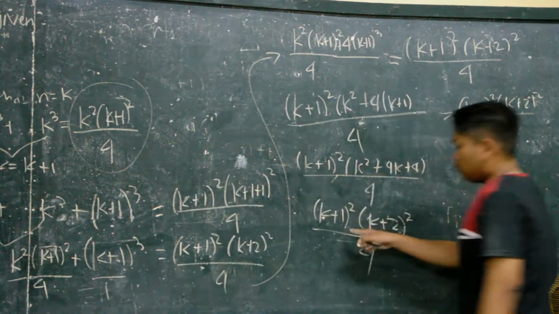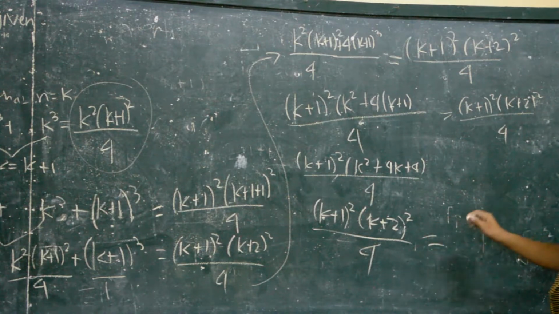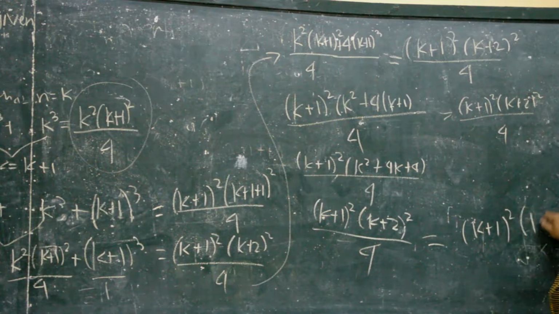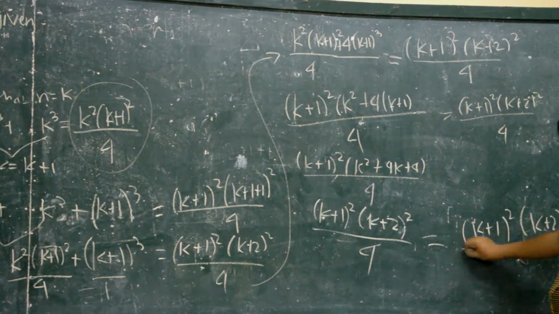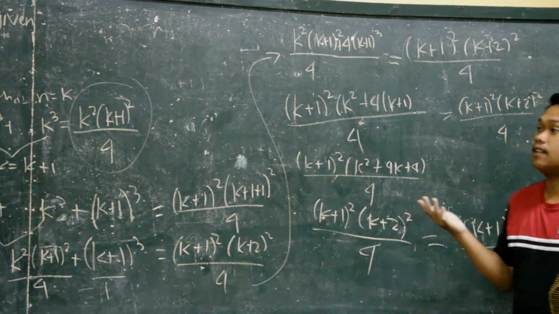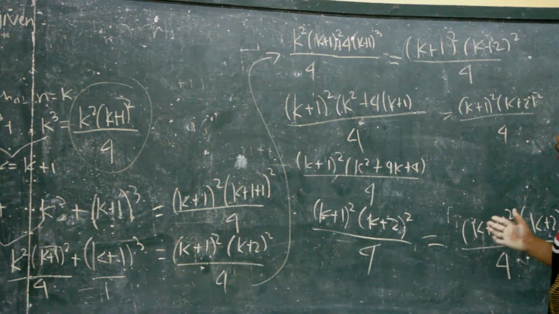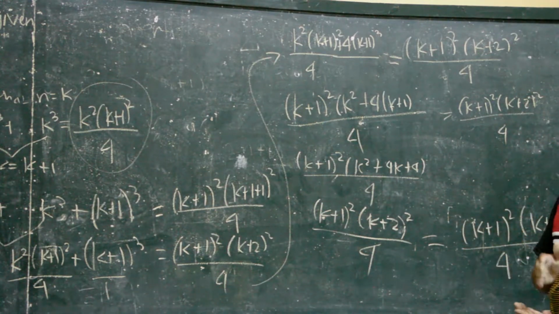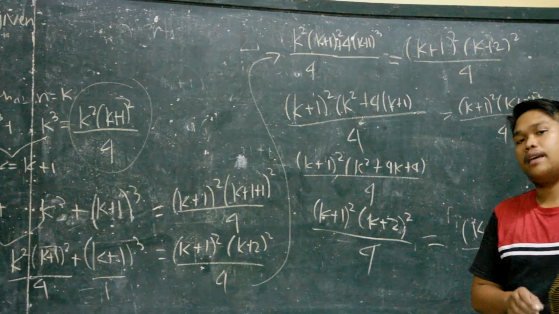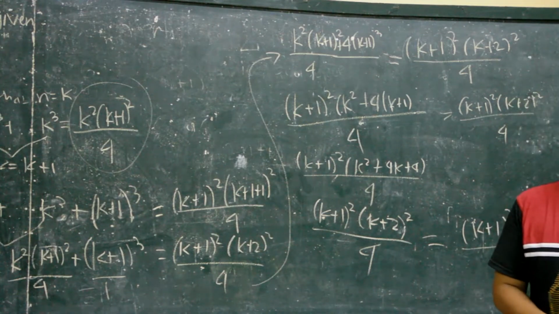So (k+1)² times (k+2)² plus 4 is equal to (k+1)² times (k+2)² all over 4. So we proved the given: 1³ + 2³ + 3³ + ... + n³ is equal to n² times (n+1)² all over 4. So this is how you prove a given using a PMI, or the principle of mathematical induction.